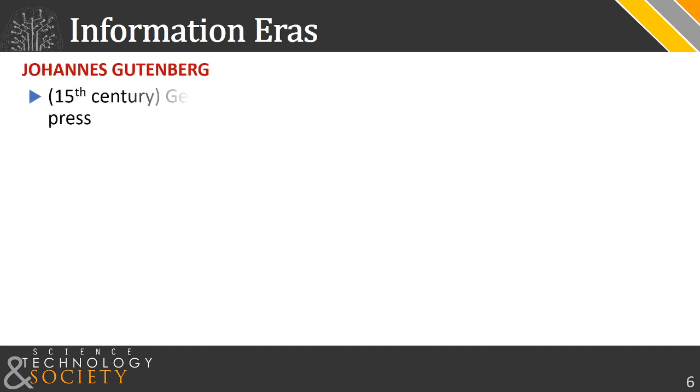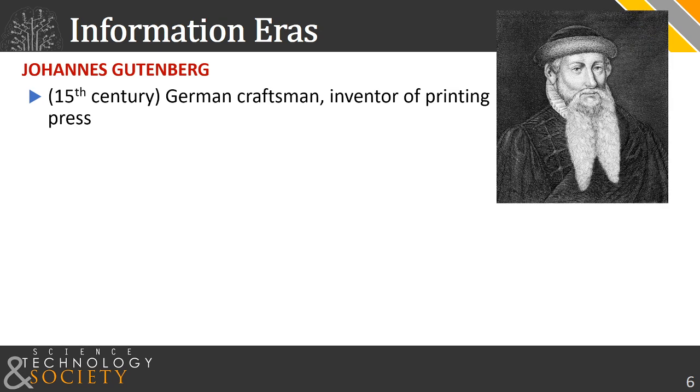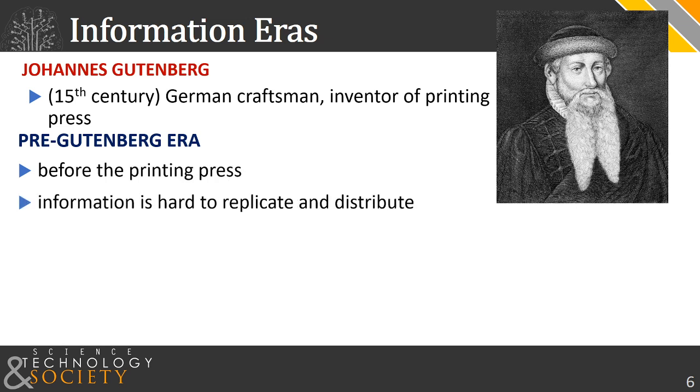There are many ways of categorizing different information eras. If based on the difficulty of access and distribution of information, then we can revolve around the invention of the printing press. The printing press allowed the mass distribution of information. It was a German craftsman by the name of Johannes Gutenberg who invented the printing press. Before its invention, information is hard to replicate and distribute. We can then call this era the pre-Gutenberg era.